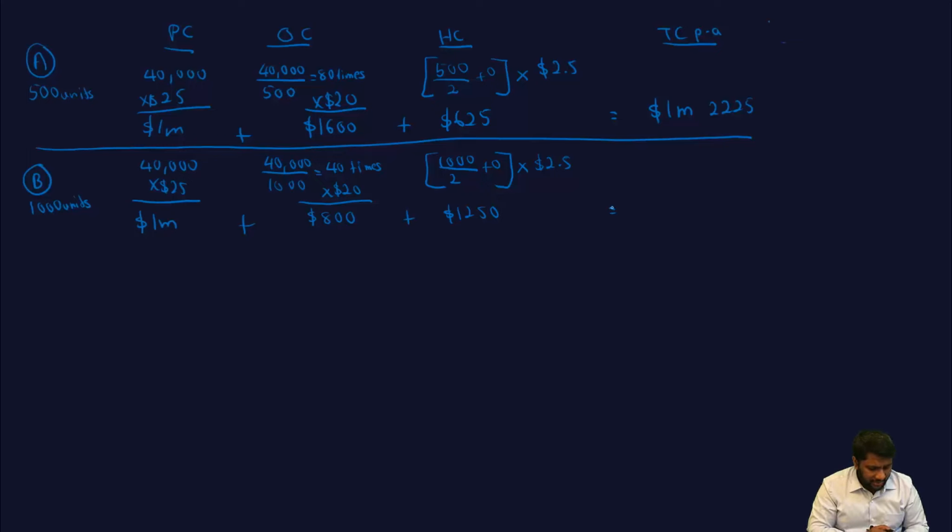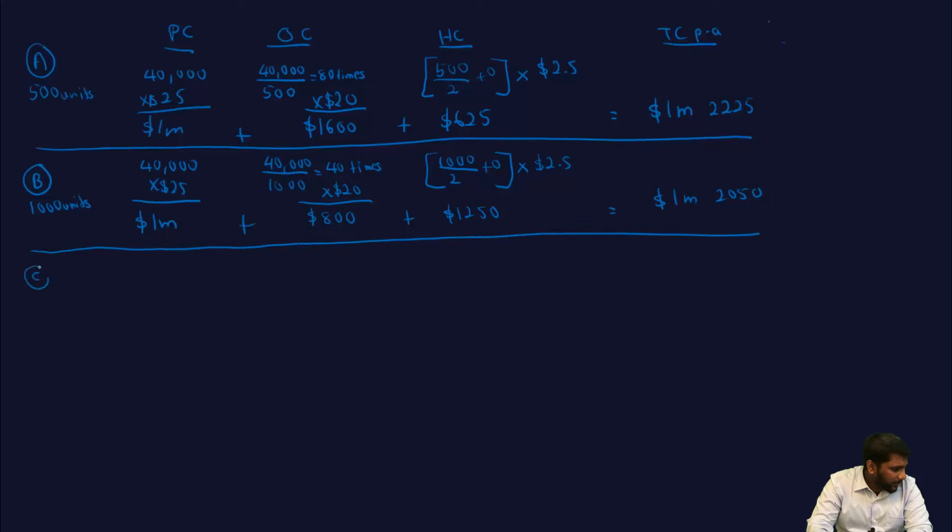So what is the total cost according to manager B's opinion? 1,250 plus 800 plus 1 million. You are getting a value of $1,002,050. That is the total cost according to manager B. Okay. Now let's see what will be the total cost according to manager C.